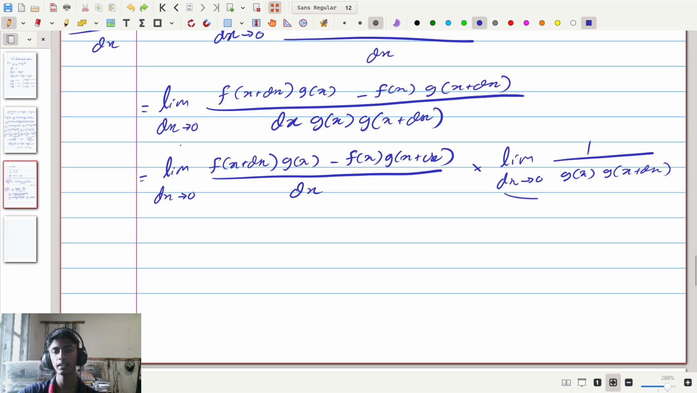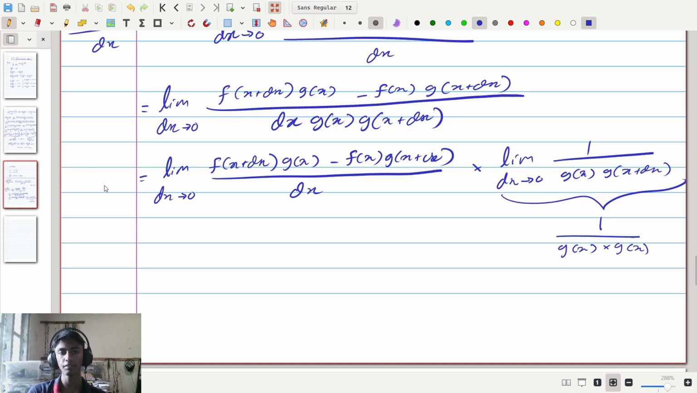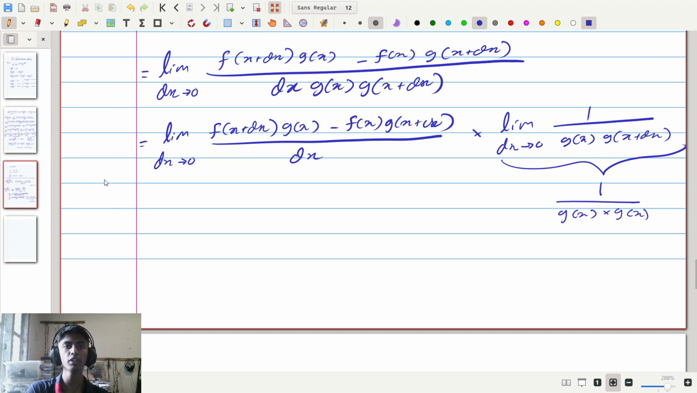So over here this part is going to be 1 divided by g(x) times g(x), i.e. 1 over g(x) squared. How about the left thing? Well, for the left thing, similar to what we did in the product rule, we are going to introduce and then subtract a common term. So what we're going to do here is take this equal sign to the left all the way over here because we need so much space to write this.